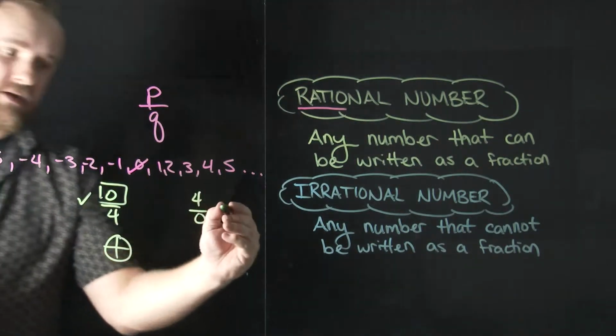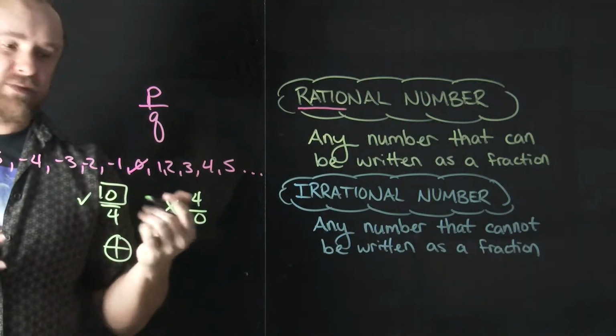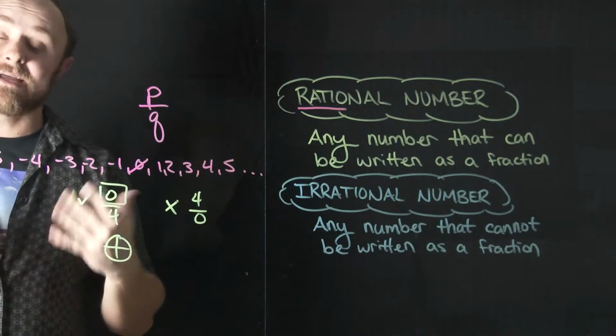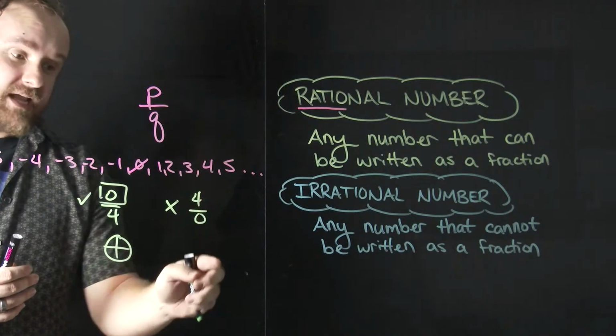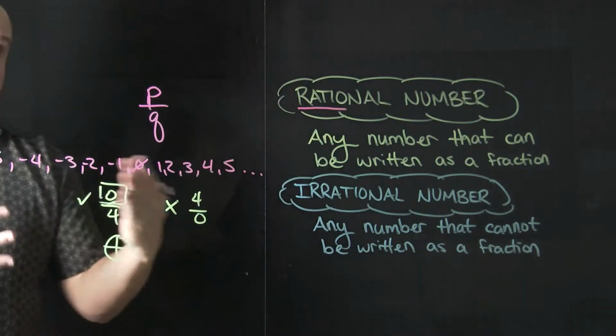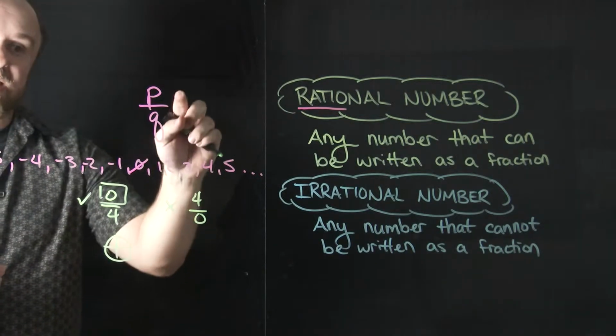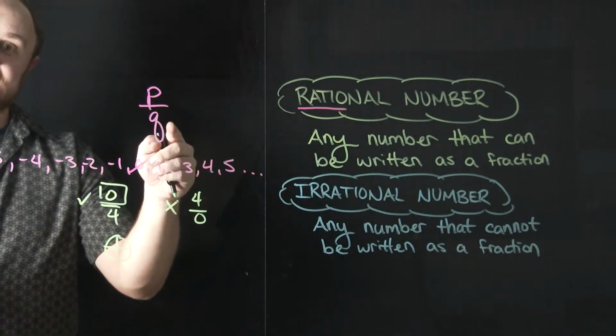But if I look at this one, this isn't allowed. And if we plug in any number divided by 0 in a calculator, we're going to get an error message because I cannot take 4 pieces out of a pizza that doesn't exist. So that's basically what a ratio is. It's a fraction in this form where p and q are integers.